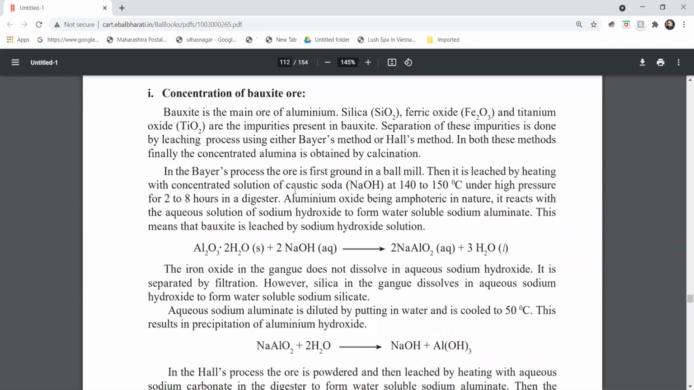Now, the main ore of aluminium has silica, ferric oxide, and titanium oxide, and these are the impurities that are present. The last thing that we need to do is separate the alumina, which is done by calcination. So in Bayer's process, the first thing that is done is that the ore is ground in a ball mill. You understand what grinding is, right? It's ground very finely, and then it gets leached by heating with caustic soda at 140 to 150 degrees Celsius for 2 to 8 hours in a digester.